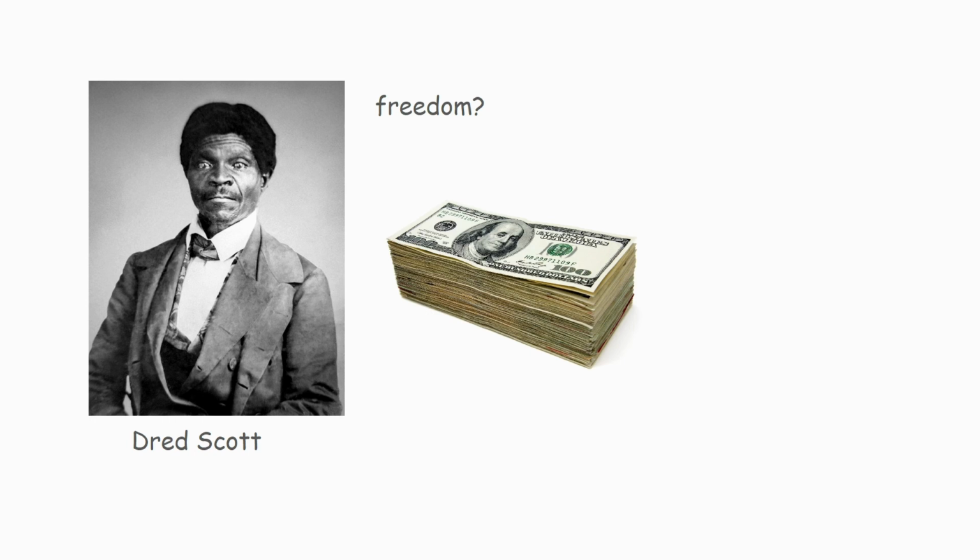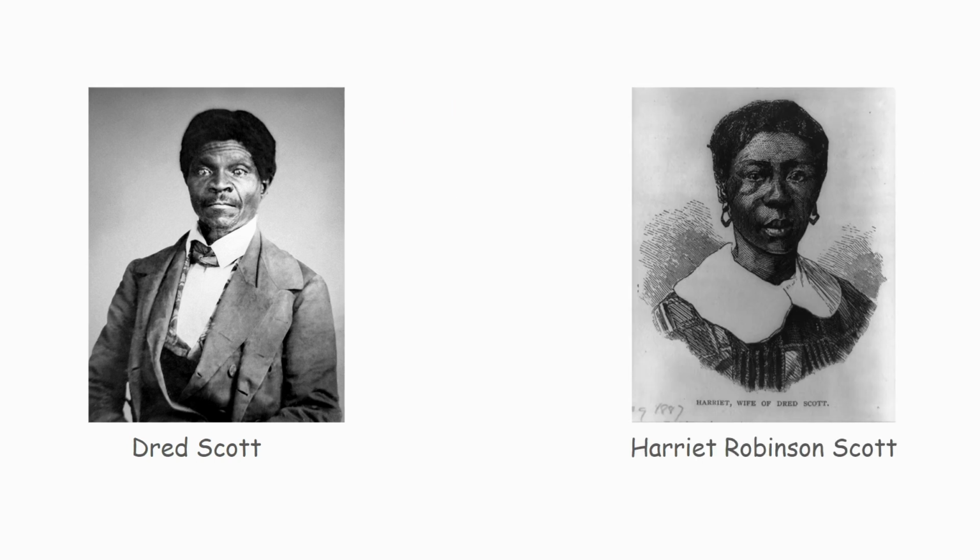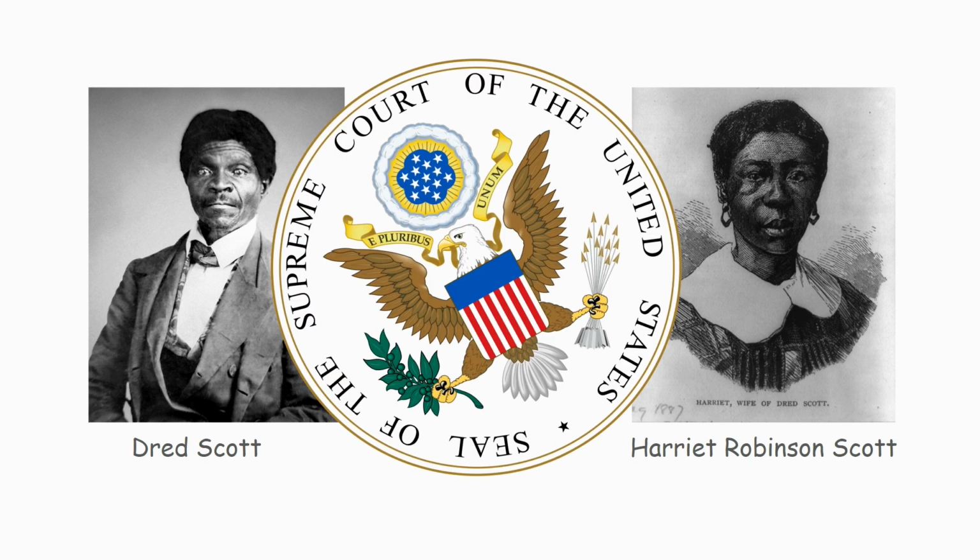Scott's fight for freedom would come in 1846, after being denied the ability to buy his freedom from his master's wife, who had inherited them after the passing of his master. After being denied, Scott and his wife Harriet took the matter to court. Dred and Harriet had claimed their right to freedom on the basis of having lived in free territory.